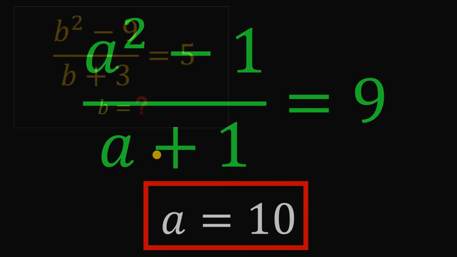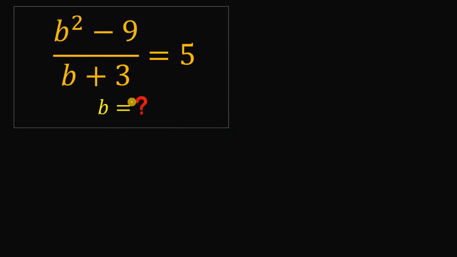Now, for your practice, answer this question. Solve for the value of b that satisfies this equation: b squared minus 9 over b plus 3 equals 5.